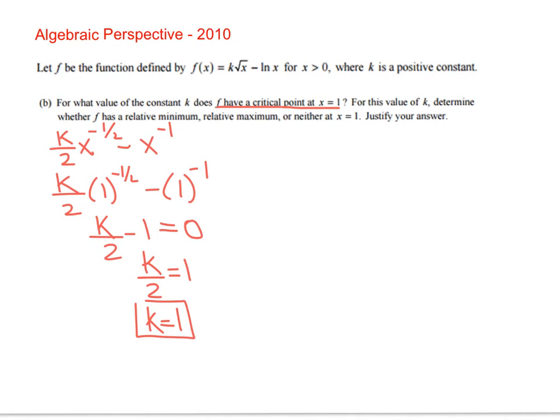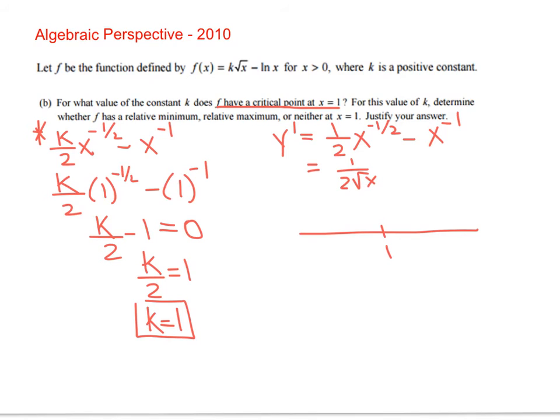Now we have to decide whether this is a maximum or a minimum. So remember, for maximums or minimums, I look at the first derivative. Well, my first derivative was right here, so I'm going to replace k with 2. So I end up with y prime is equal to 1/2 x to the negative 1/2 minus x to the negative 1. And so I'm going to look at my sign chart because the critical point occurs when x is 1. Now this isn't really neat, really clean. It's going to be 1 over 2 radical x minus 1 over x. So we're going to have to deal with some fractions here.